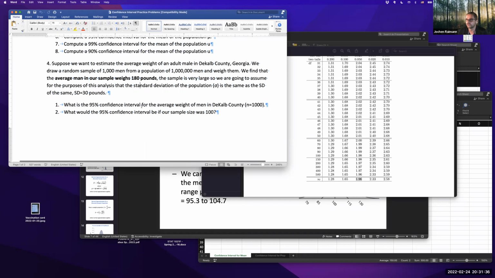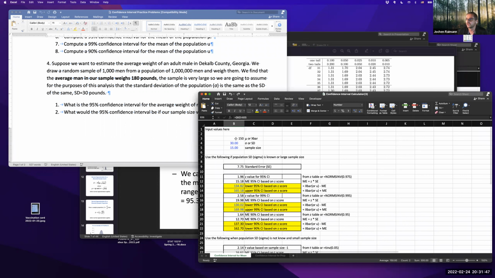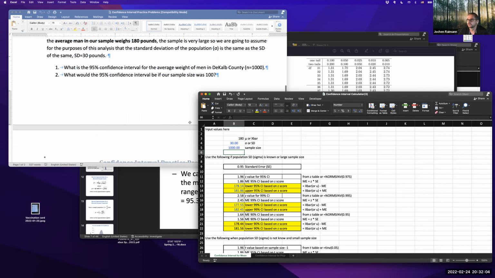So we have a 95% confidence interval for the average weight of men in DeKalb County. Going back to the confidence interval calculator, the average man in the sample weighs 180. We have a sigma of 30 with a sample size of 1,000. So now the 95% confidence interval would be 178.14 to 181.9 as the upper level. Again, the point estimate is 180, and the 95% confidence interval goes from 178.1 to 181.9.